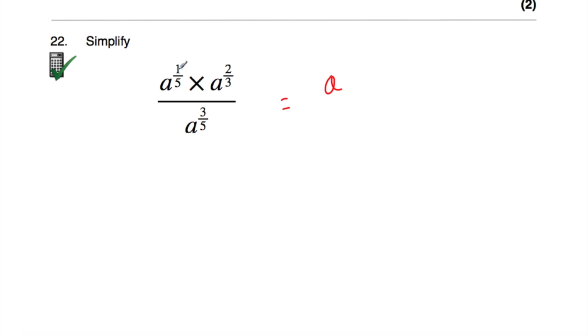And a fifth plus 2/3 is equal to 13/15. So 13/15. So that's what we get when we add the powers. And then divided by a to the power of 3/5. So we've dealt with the numerator. Now we just need to simplify this by taking away the powers, because this is divided by. So we're going to do 13/15 take away 3/5.